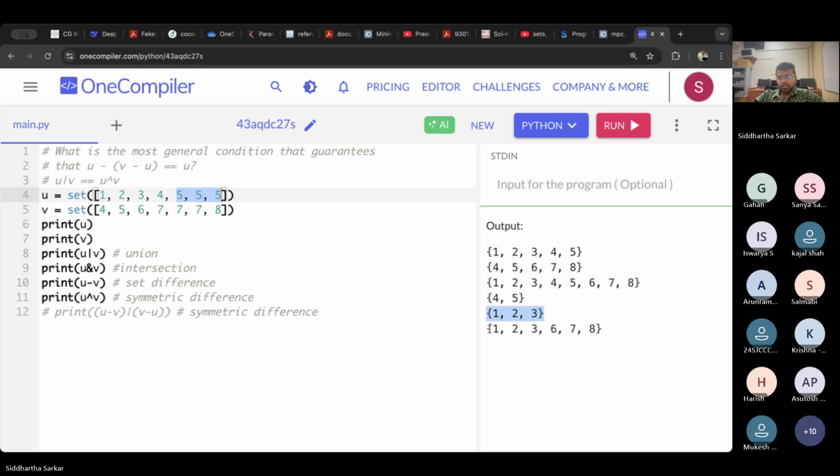So 1, 2, 3. This is symmetric difference, that is whatever is exclusive to U union whatever is exclusive to V. So 1, 2, 3 are exclusive to U. Union 6, 7, 8 are exclusive to V. So 1, 2, 3, comma 6, 7, 8. So you can use these things in your program just for understanding. More important is to be able to write programs for performing small tasks or complicated tasks. Okay, so these tools are helpful.